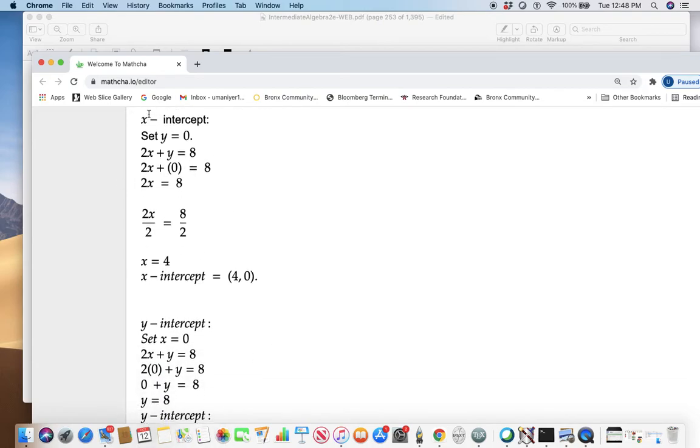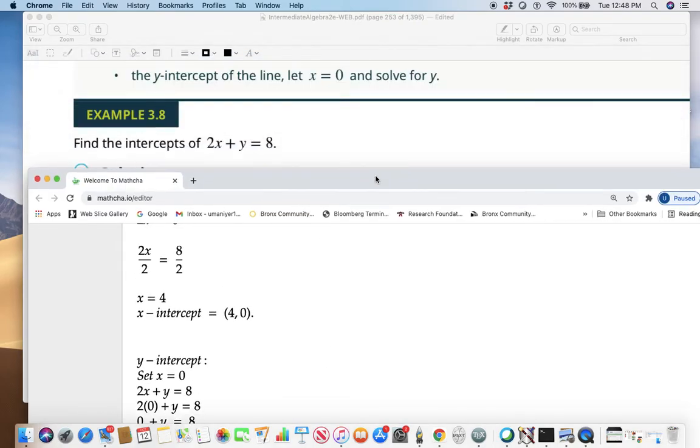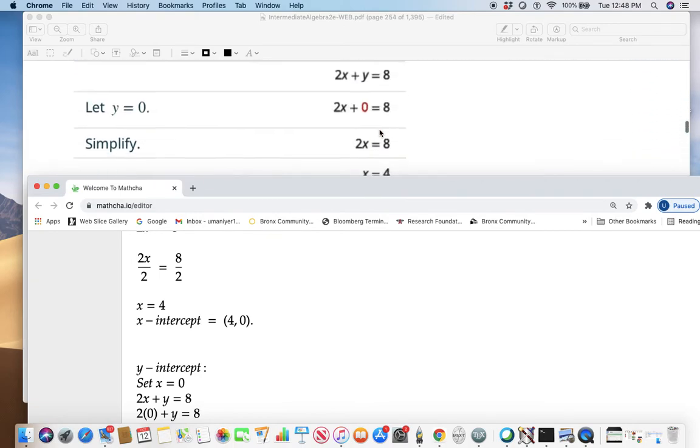So notice for the x-intercept, y has to be 0. So the y coordinate is 0. For the y-intercept, x has to be 0. So the x coordinate is 0. Let's try.